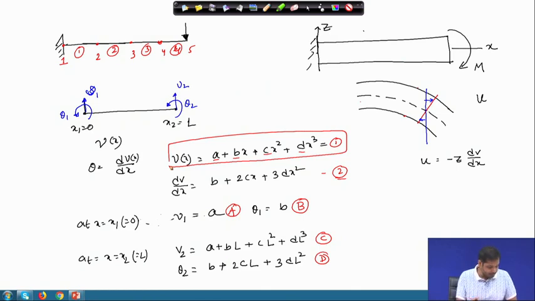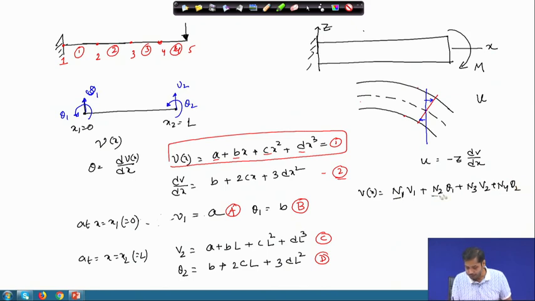If you substitute that A, B, C, D in this expression, and then write this V in terms of V1, theta 1, V2 and theta 2, then we have Vx is equal to N1 V1 plus N2 theta 1 plus N3 V2 plus N4 theta 2. So, N1, N2, N3, N4 are the shape functions. These are the shape functions, right. Now, if you substitute A, B, C, D from these 4 equations in this, and do some manipulation, you get an expression like this.